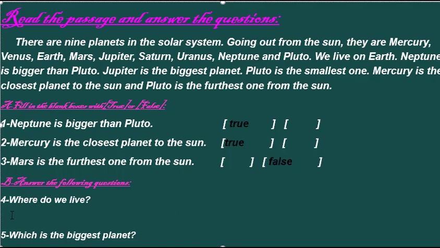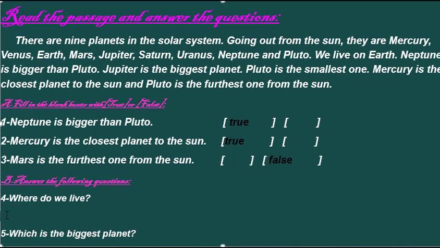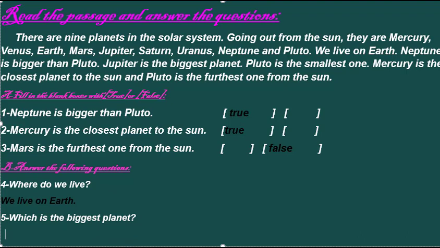Let's go for the next exercise. Where do we live? So the answer will be we live on Earth. Next one, which is the biggest planet? So the answer, Jupiter is the biggest planet.